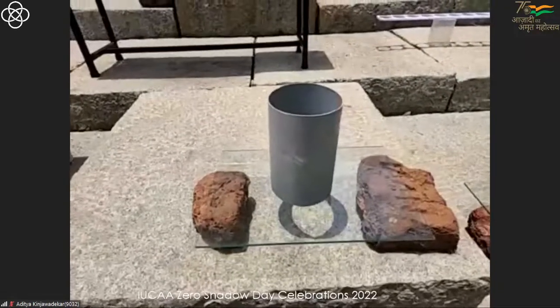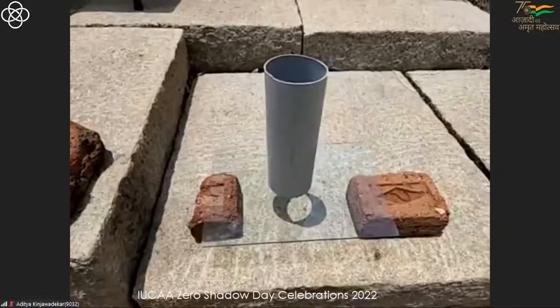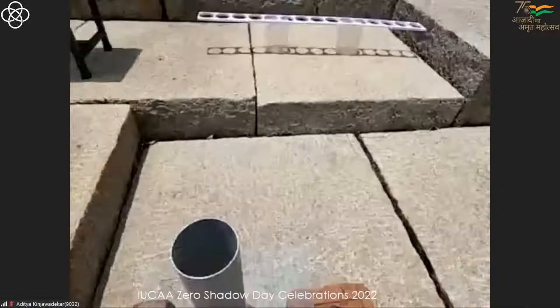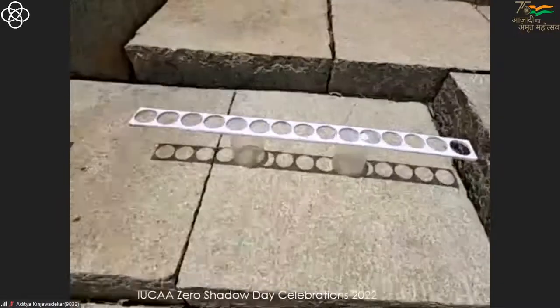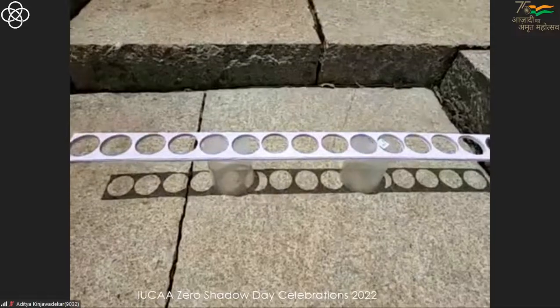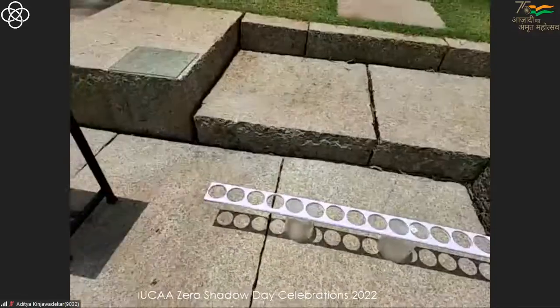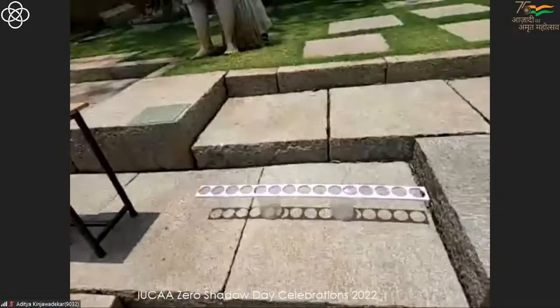So at the exact zero shadow moment, the shadows of these tubes will become exactly circular, as we are going to see the ring which is falling onto the ground because of the sun being exactly on the top. So we have set up many instruments. We have set up many different types of apparatus.